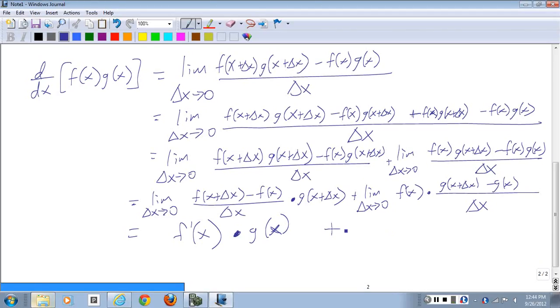Plus, over here, the limit of the product equals the product of the limits. So f of x is just plain old f of x, but the limit of g of x plus delta x minus g of x over delta x, that's g prime of x.